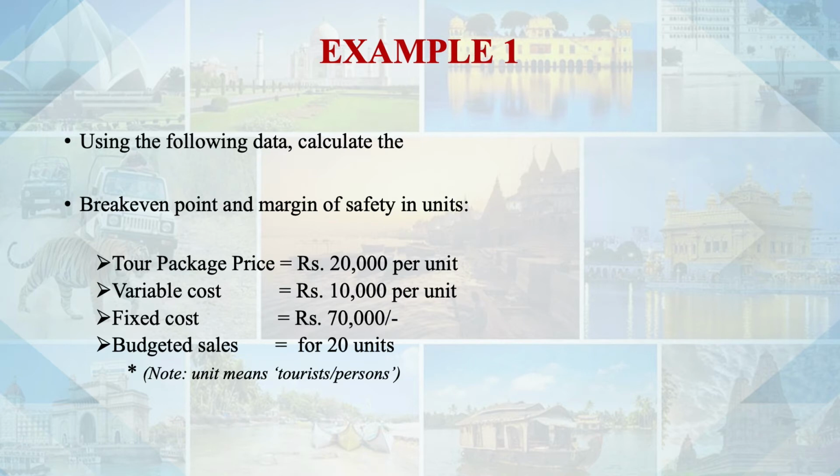Budgeted sales is 20 units. If we expect that there will be 20 tourists, then we need to identify what will be the profit. At the same time, we should try to measure the number of tourists at which the tour operator will be at no profit and no loss. Let's see on the next slide.